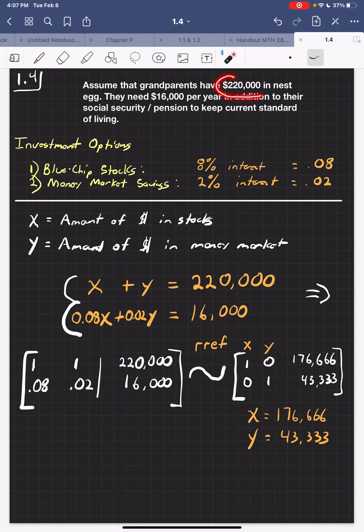Notice that they are not living out of the $220,000, right? $220,000 seems like a lot when you're young, but when you start chipping away at it, it can really go quickly. The good news is your grandparents are not living off the 220,000. They're living off of the interest generated from the 220,000. So every year they would be able to continue to gain an extra 16,000 in income. Beautiful.